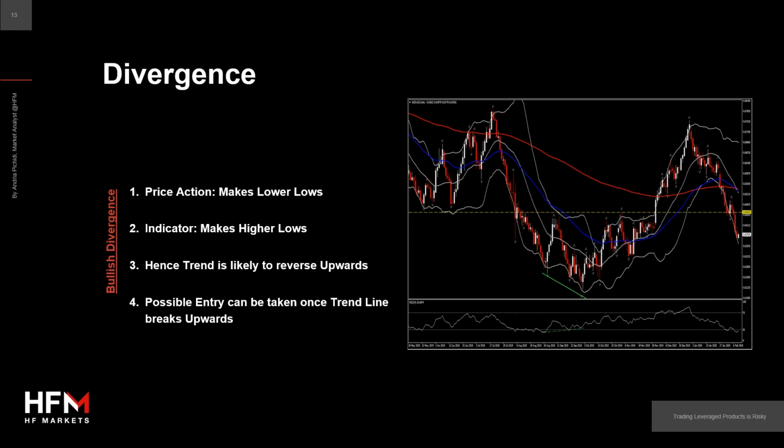that we might potentially see an uptrend. So you need to follow some steps for divergence. Check the price action. Does it make lower lows? If yes, connect them. Check the indicator for the exact same period. Does it make higher lows? If yes, connect them.